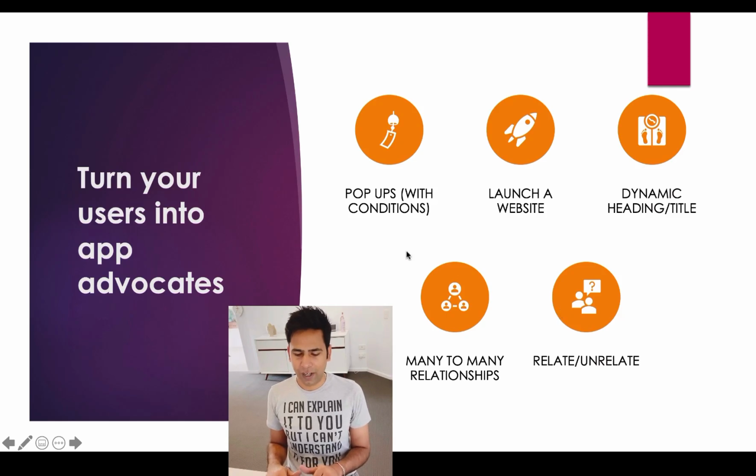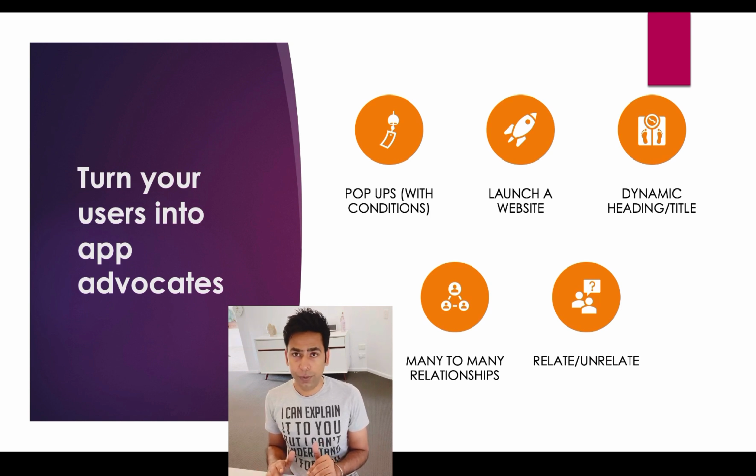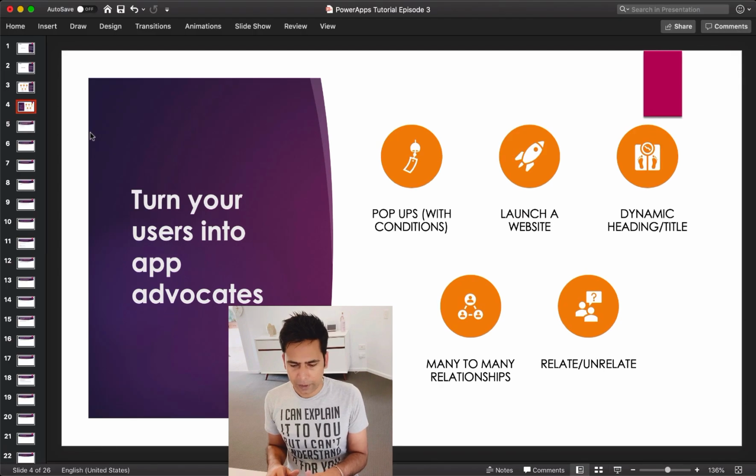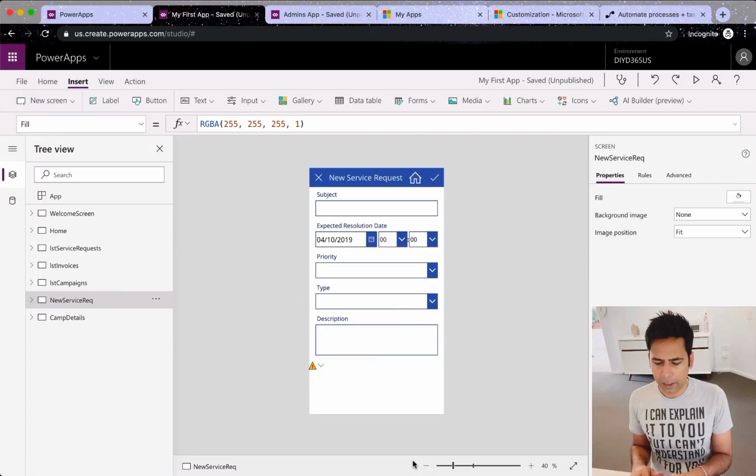Alright, so here we start. I've already talked about the five topics we are going to be talking about today. But my slide says turn your users into app advocates. So basically what I'm trying to say is turn them loyal towards your Power App, because if you provide them such good features, they would be happy to use it. So that's why. So number one we have is pop-ups. Let's have a look at it. I'll quickly switch to end my slideshow and switch to my Power App.